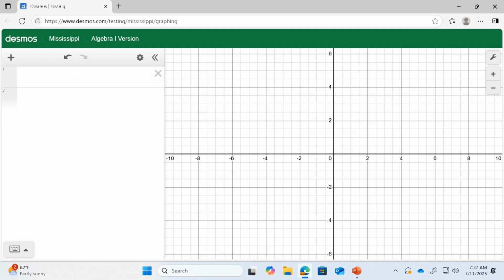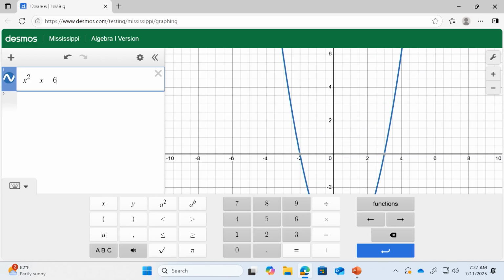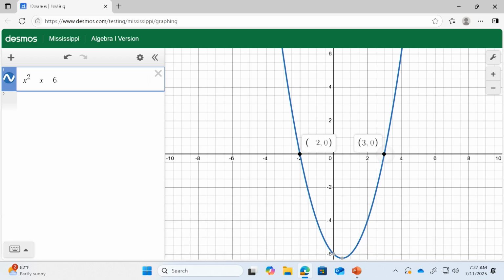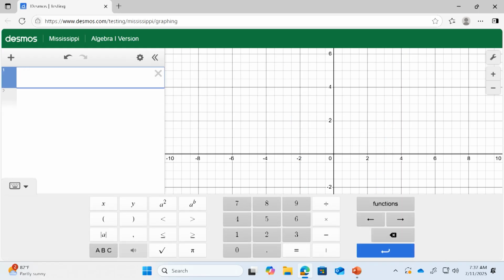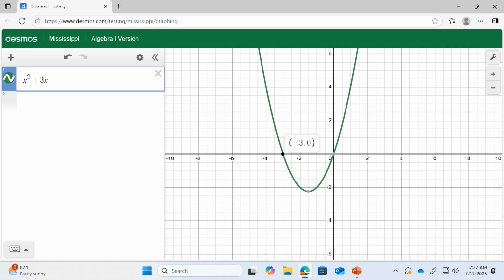Our next one is x squared minus x minus 6. I have negative 2 and positive 3. So there's the 2 boxes that I would check. Let's try the next one. I have x squared plus 3x. I have negative 3 and 0. So those are the 2 boxes I would check.